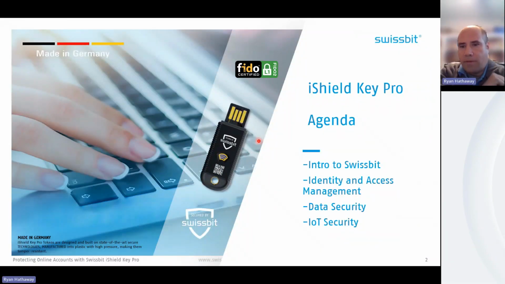So a quick agenda, we'll have an intro to Swissbit, who we are, a little bit of our history. That'll be very quick and brief. And then the 3 main security topics we're going to talk about today are identity and access management, okay, who you are and who has access to what you want them to have access to. Data security, the security of your IP, your data, your customer data, user data, things of that nature. And then we'll end with IoT security, which is a little bit less of a focus I find in the world, but something we probably should have quite a bit of focus on. How are our machines and our computers and our access points, how are they verifying each other?